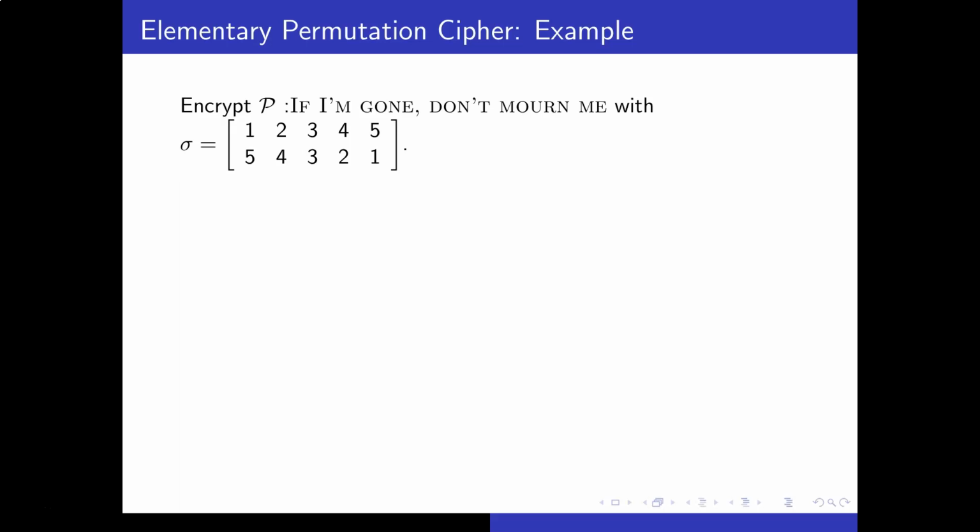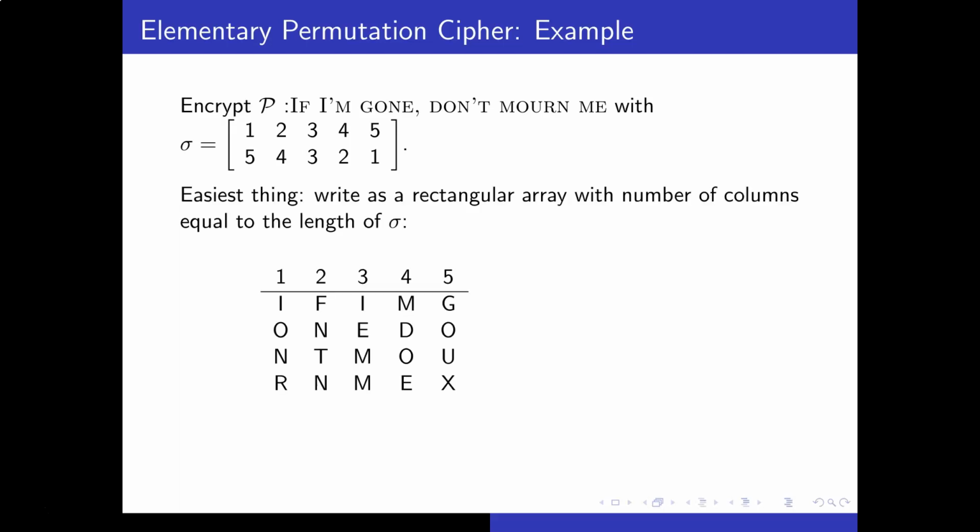The easiest thing to do is to set it up in a rectangular array, and I'm going to have as many columns as I have the length of sigma. So I will put in my plaintext. So, if I'm gone, do not mourn me, and I have to throw on a null character, so I've thrown on an X. All right, now I want to permute every block using sigma.